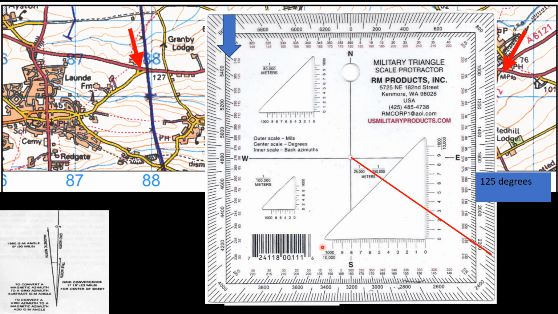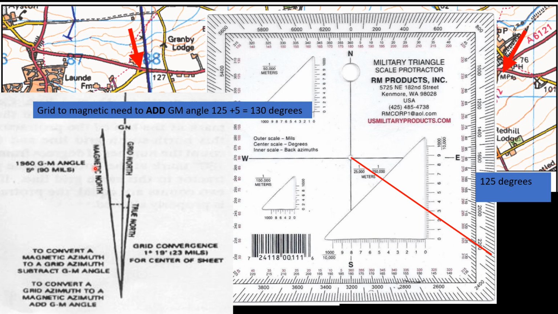Well, we still haven't used this yet. And so far we haven't even touched our compass yet. So we're working off of grid azimuth. So this is a grid azimuth, 125 degrees. So what does it say? To convert a grid azimuth to a magnetic azimuth, add the GM angle. What's the GM angle? The GM angle is 5 degrees. I'm not smart, but 125 plus 5 equals 130 degrees. So on your compass, you want to shoot a magnetic azimuth of 130 degrees.